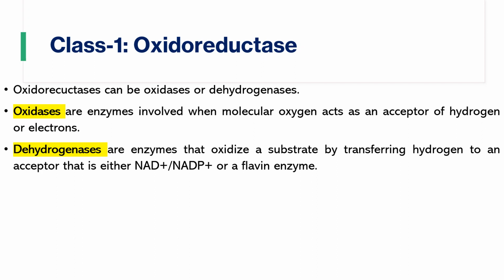So oxidases are enzymes which normally are involved when molecular oxygen acts as the acceptor of hydrogen or electrons. So here oxygen is the acceptor molecule. Such types of enzymes where oxygen works as the acceptor are called oxidase enzymes. And dehydrogenases are enzymes that transfer hydrogen to the acceptor molecule, and the acceptor molecule will be either NAD plus or NADP plus. So if oxygen is the acceptor, it is an oxidase. If NAD plus, NADP plus or flavin is the acceptor, it is called a dehydrogenase enzyme.